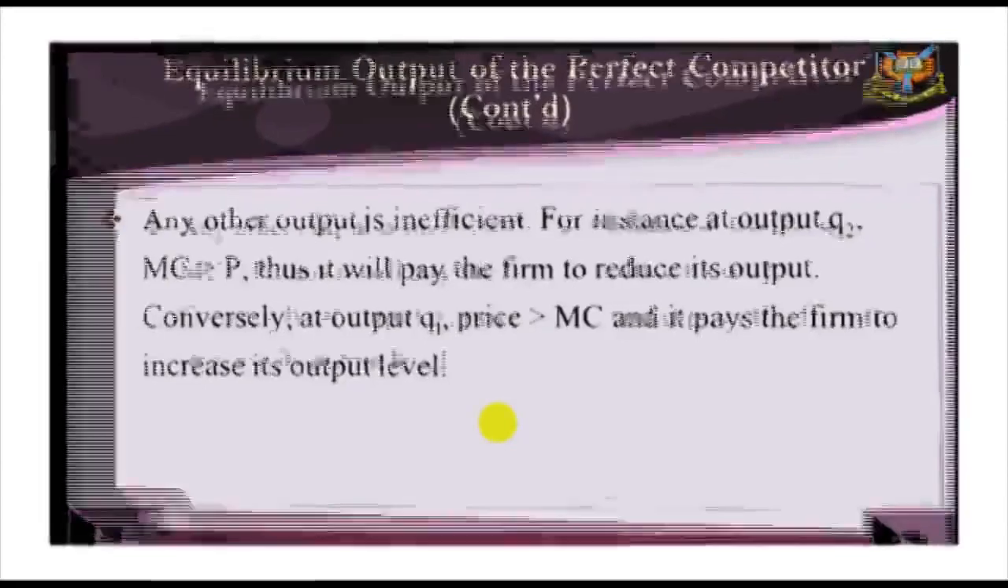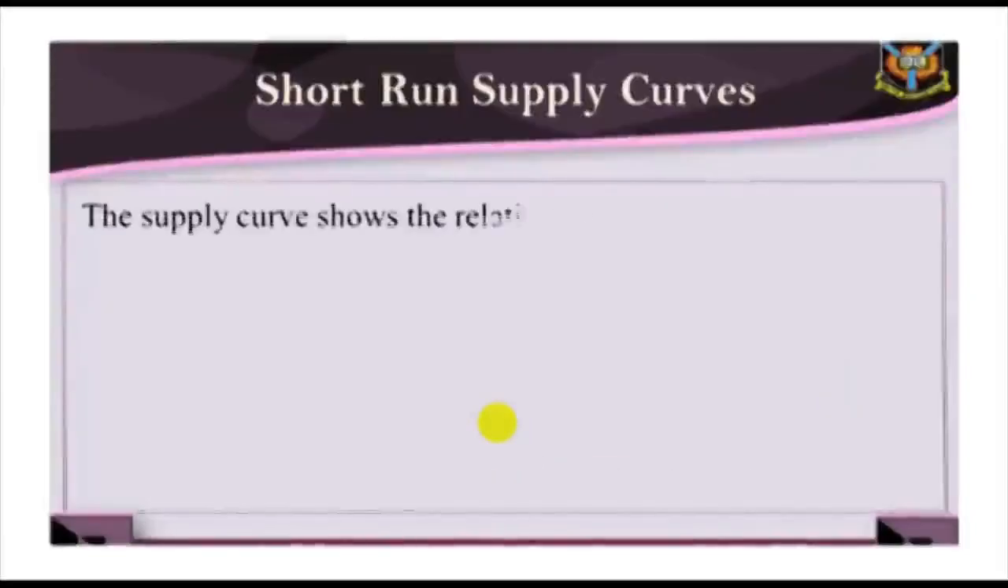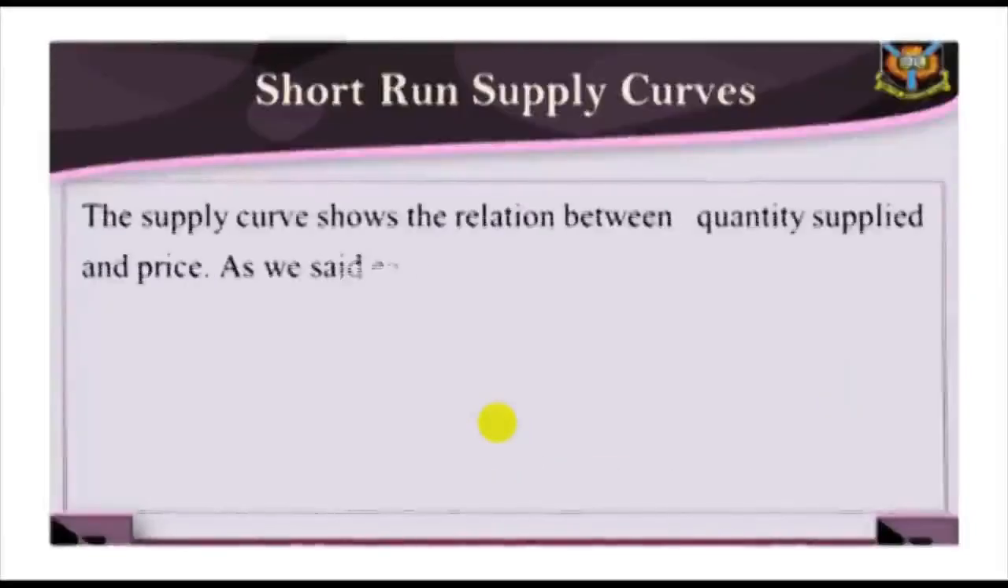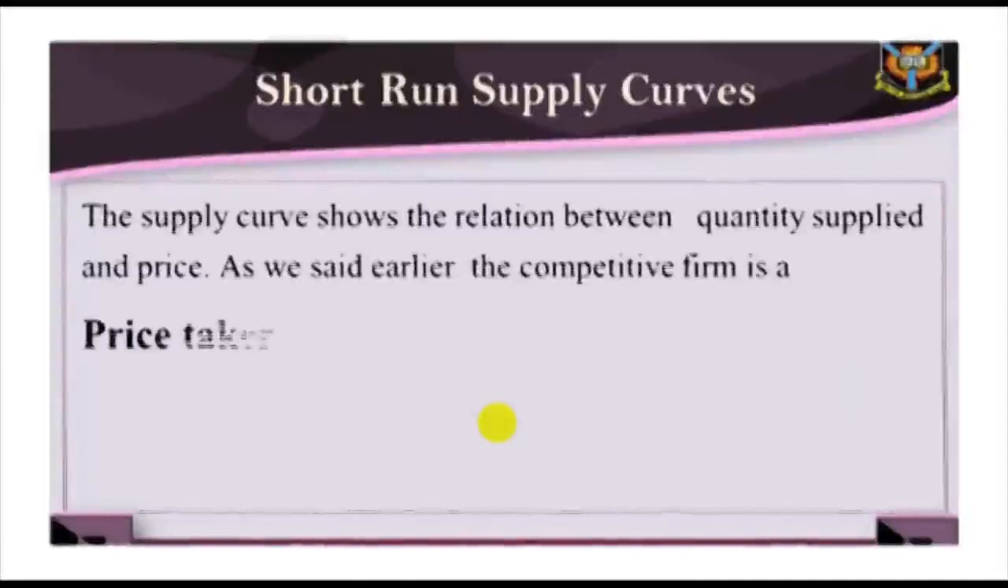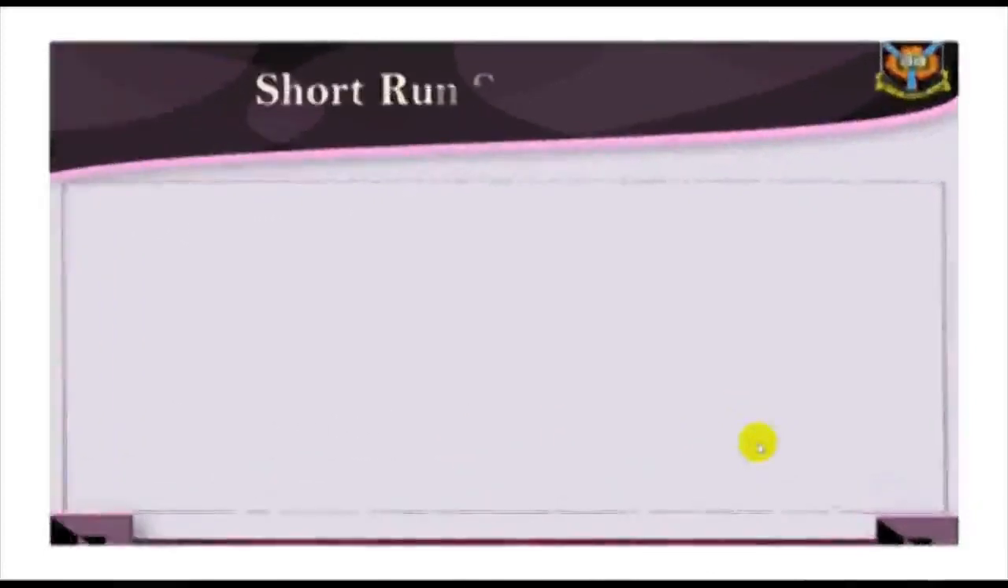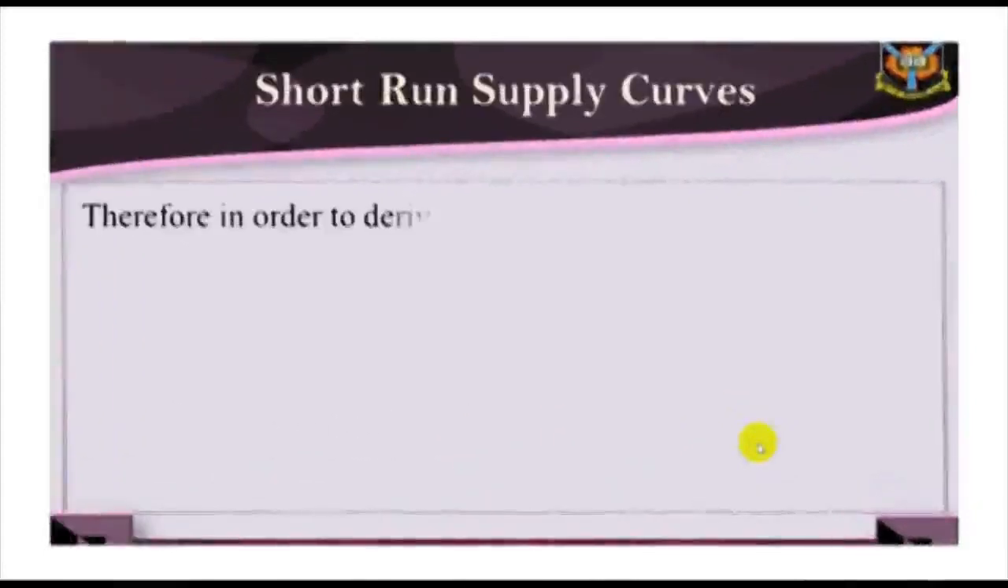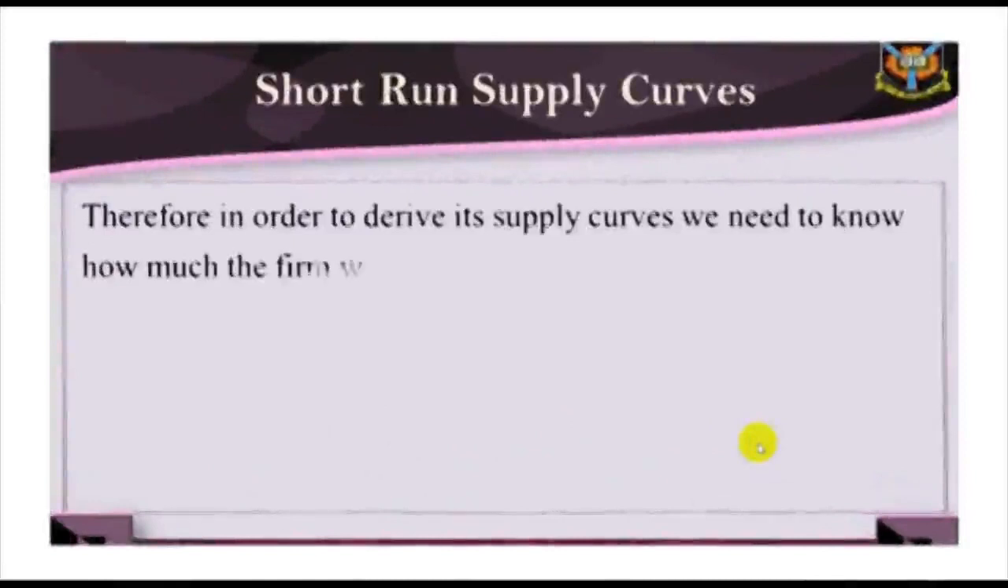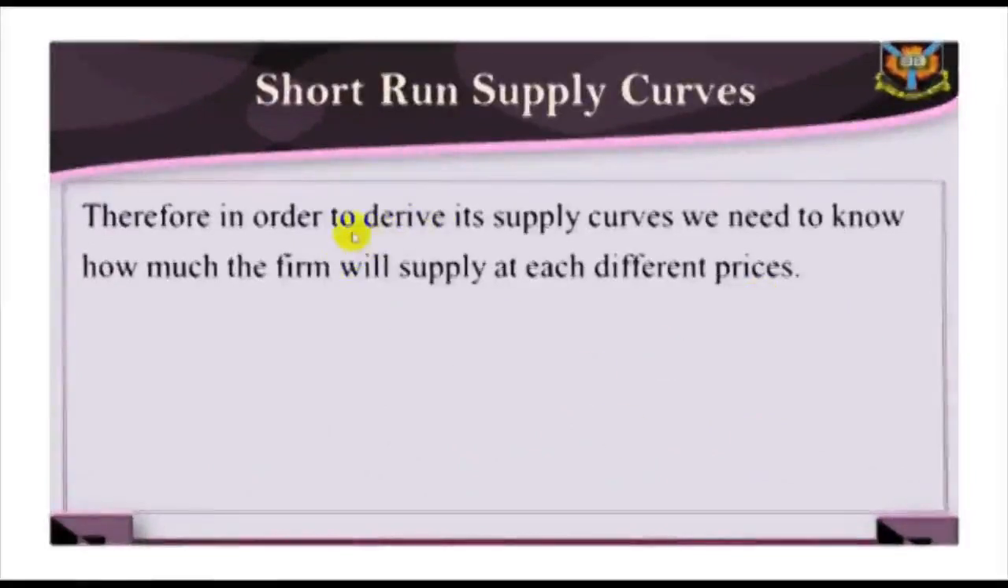Short-run supply curves. The supply curve shows the relationship between quantity supplied and price. As we said earlier, the competitive firm is a price taker. Therefore, in order to derive its supply curve, we need to know how much the firm will supply at each different price. The figure below shows a firm's marginal cost curve with three alternative demand curves.